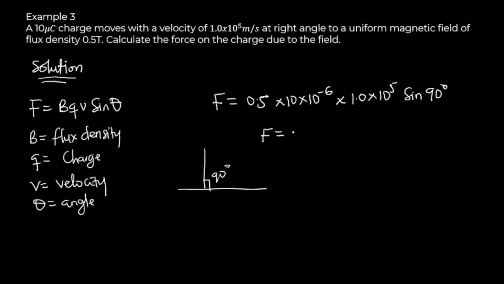This means our force is now equal to, if we multiply everything into our calculator, we are going to get 0.4938 newtons as our force. And then if we round this to one decimal place, we are going to get 0.5 newtons as the answer, the force exerted on the charge due to the field.